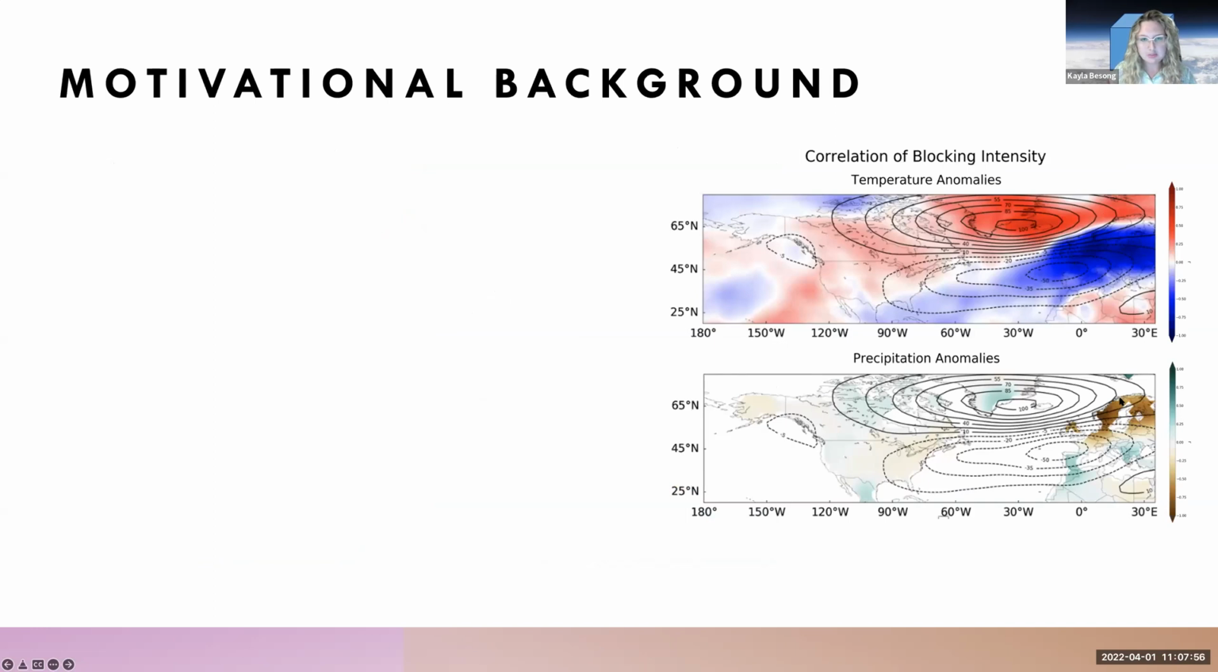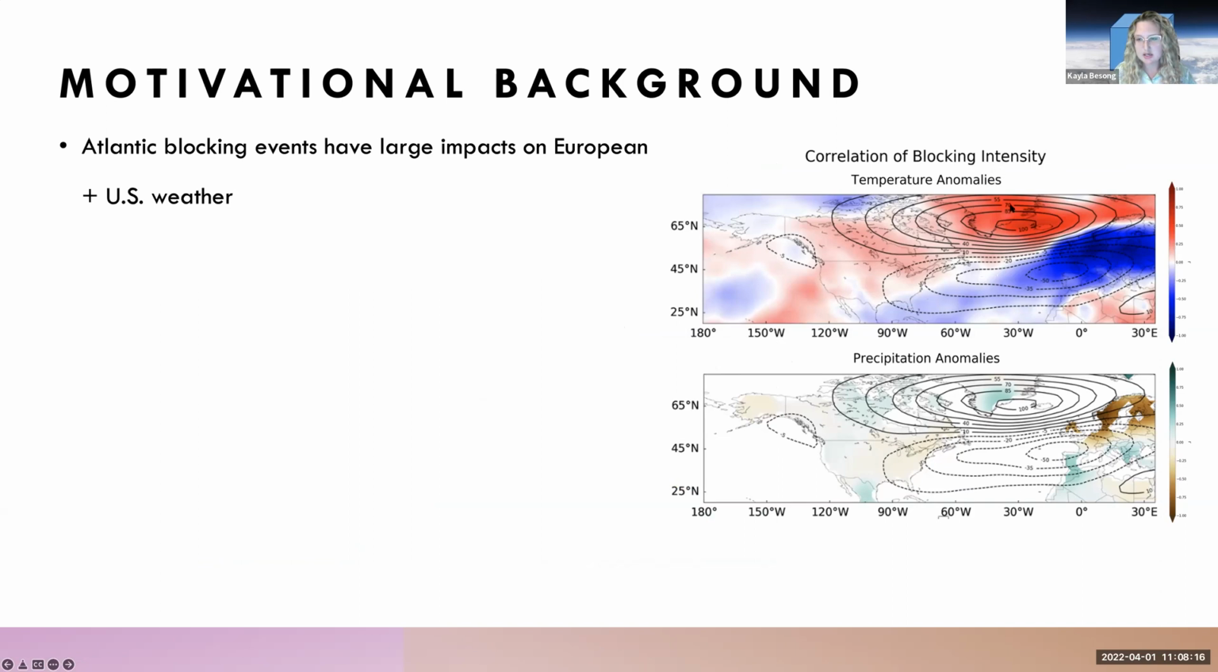So why do we study blocking? Aside from they're really cool, which we've seen on the previous slides. Well, blocking has a lot of impacts on European and US weather, especially the Atlantic blocking events. This can be seen here in some previous work that I did, where I took the correlation of blocking intensity of Greenland blocking with temperature and precipitation anomalies. Just a quick look at this plot, you can see there is a pretty high correlation between temperature and precipitation anomalies.